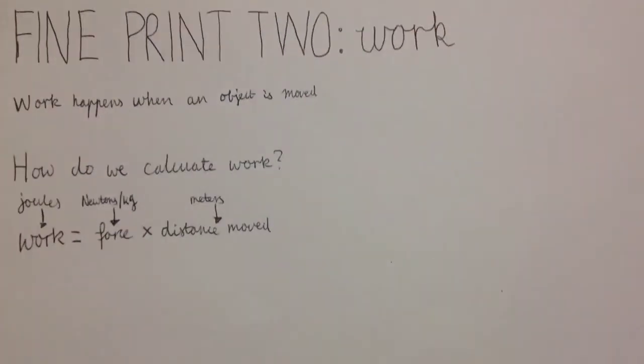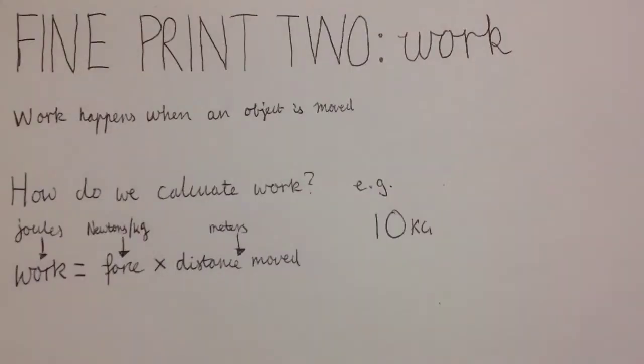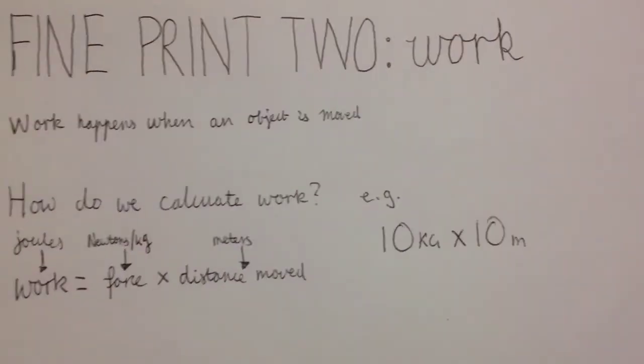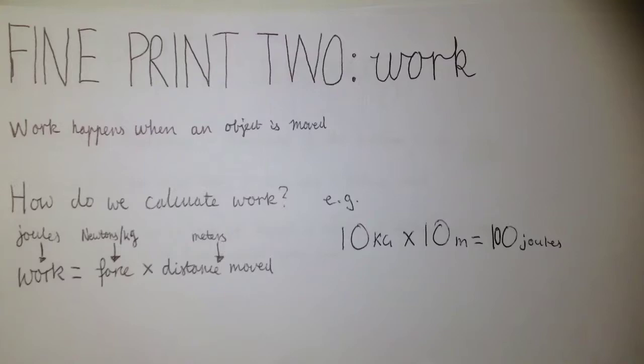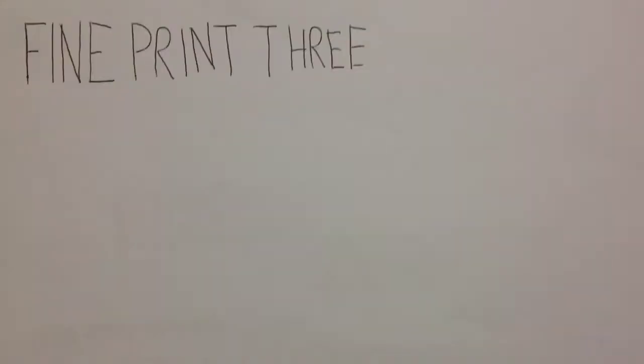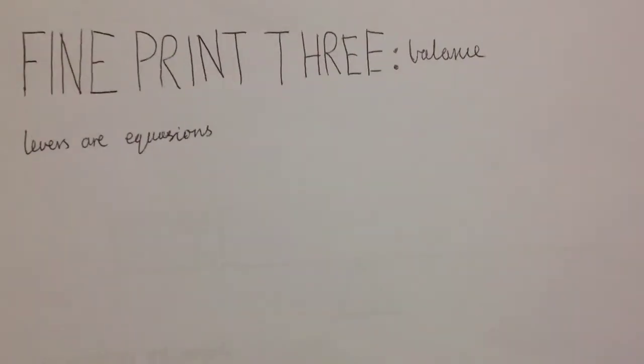To calculate work, you need to multiply force, measured in kilograms or newtons, by the distance moved, measured in meters. For example, if I had 10 kilograms of force and I moved a load 10 meters, that would make my work 100 joules. Now we understand work, let's move to the third fine point, which is balancing.